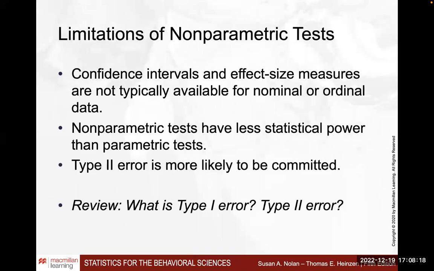Confidence intervals and effect size measures are not typically available for nominal or ordinal data. It's not necessarily true, because you can estimate them, but that's beyond the scope of this class. Because they don't make these assumptions and are arithmetically not as strict as parametric tests, they do have less statistical power, also because the sample size is substantially lower. You can do non-parametric tests in very small sample sizes, and that's also one of the triggers to use them. As a consequence, you're more likely to commit the type 2 error.